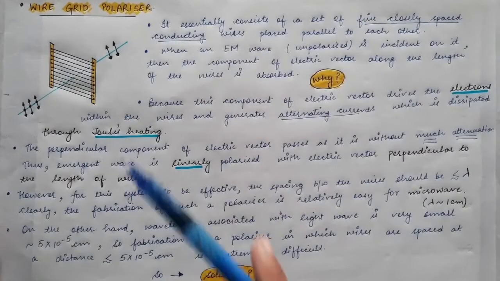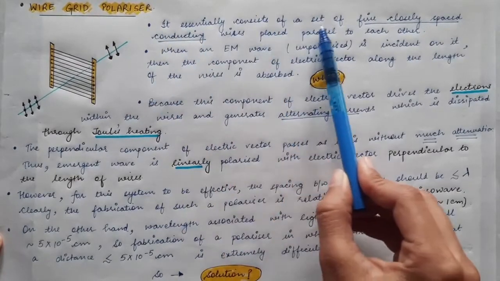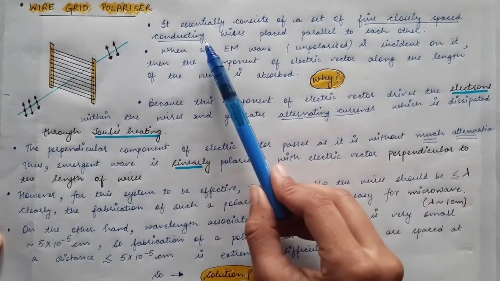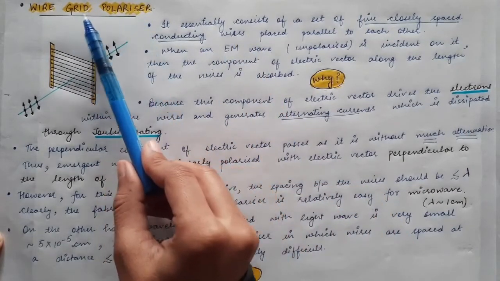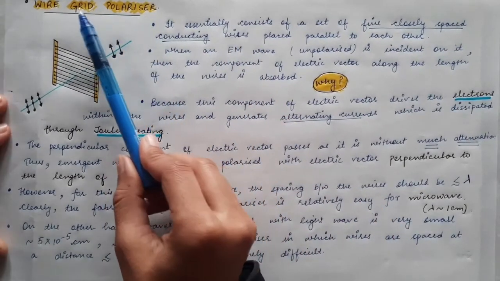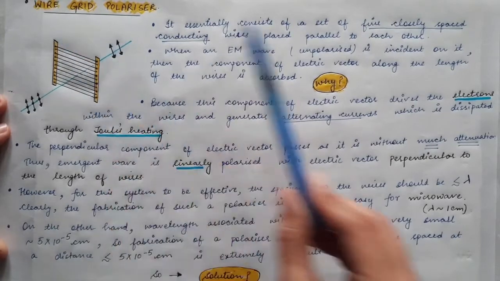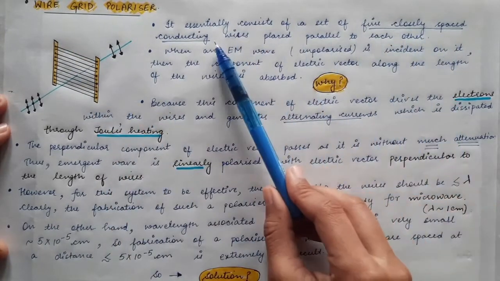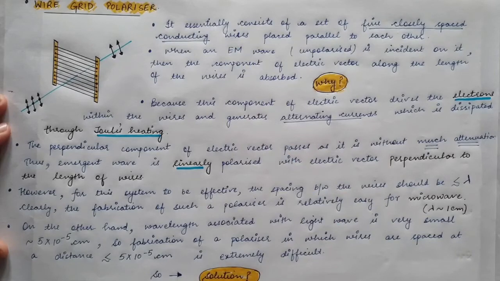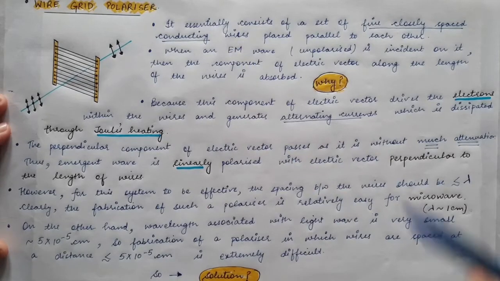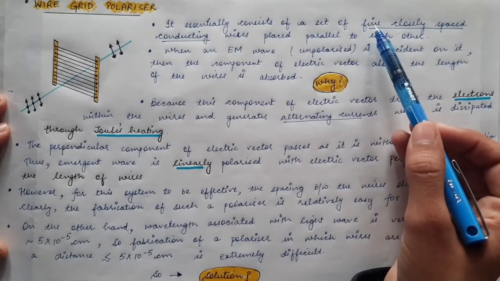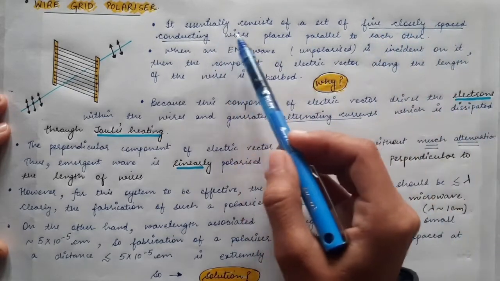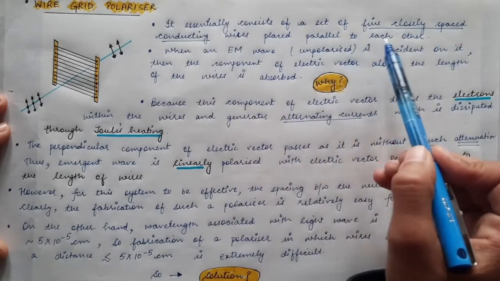So a wire grid polarizer essentially consists of a set of fine closely spaced conducting wires. From the name also you can assume that it consists of fine closely spaced conducting wires. So there are conducting wires, very fine. By fine we mean that they are very thin.